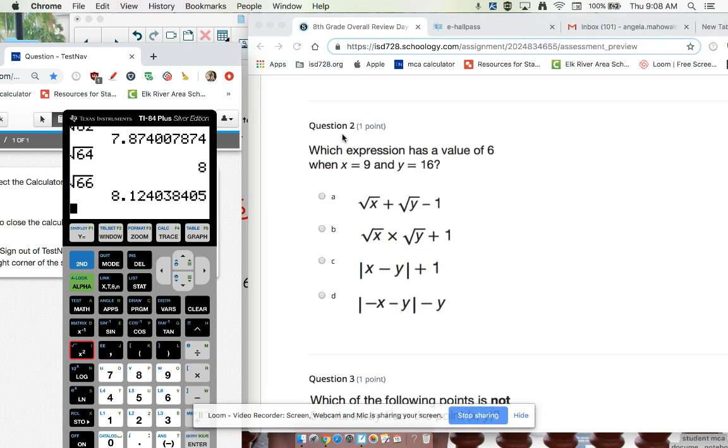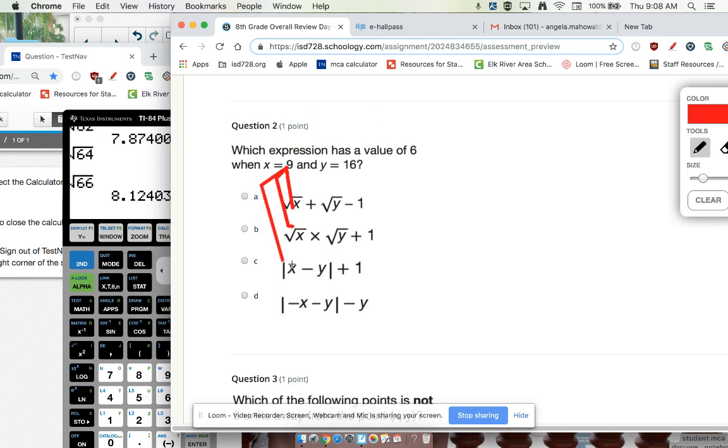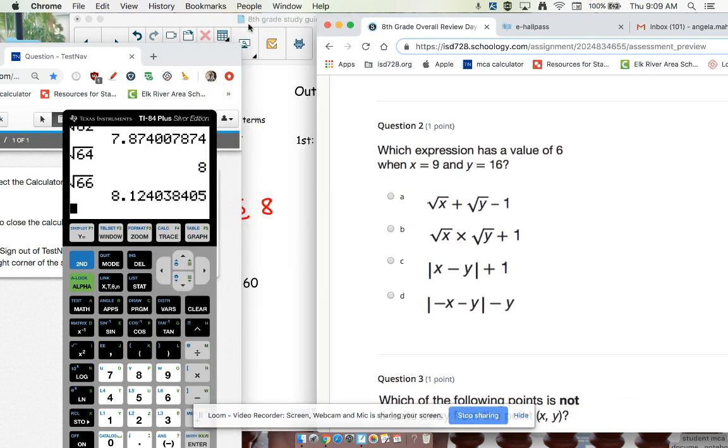Oh, yikes. Number 2, which expression has a value of 6 when x is 9 and y is 16? So the strategy that I'm going to use here is my lovely calculator, and I'm just going to plug my x in. So I have x is 9. Oh, did I say 6? Oops. I'm going to plug my 9 in for all of my x's, and then I'm going to plug my 16 in for all my y's, and I'm going to find out which one has that value of 6.